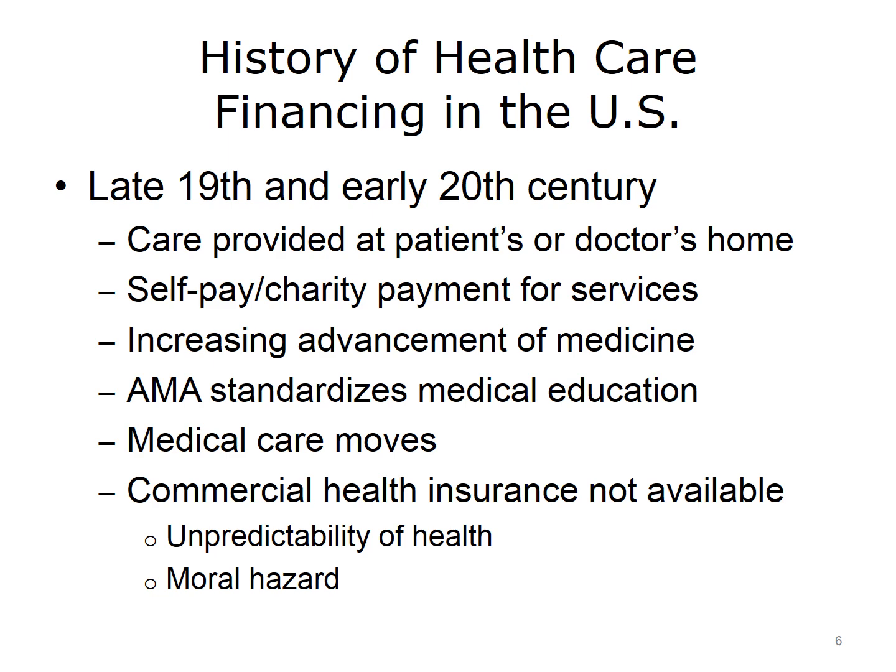During this time, commercial health insurance was not available, as insurers could not predict the risk or cost due to the unpredictability of health. There was also what was called the moral hazard, the risk that people would behave differently regarding their health, knowing that part of the risk would be paid for by someone else.